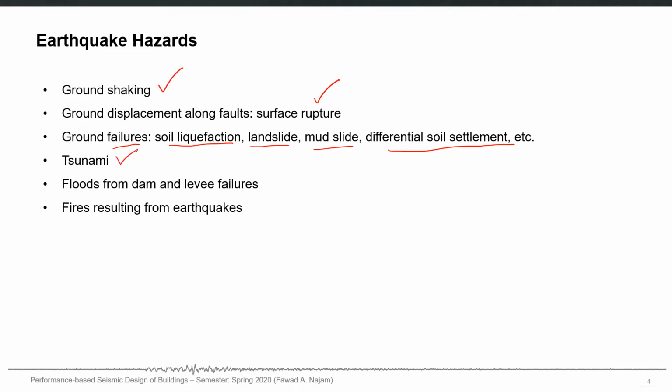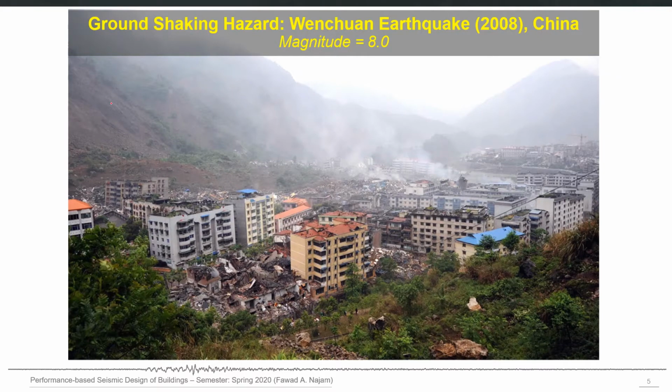Tsunami is also an earthquake hazard. Floods from dam and levee failures: the ground shaking or surface rupture may sometimes cause failures in dams or other hydraulic structures that may result in floods also. Earthquakes may also trigger fires, and those fires will also be earthquake hazards. So these are all the earthquake hazards, and they can cause significant social and economic loss in several densely populated areas of the world. So for example, let's first see the ground shaking hazard, with some examples.